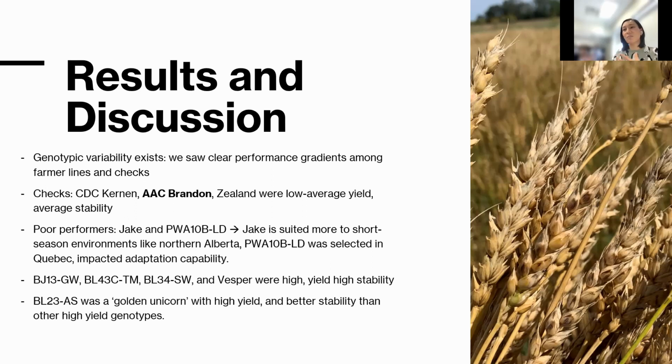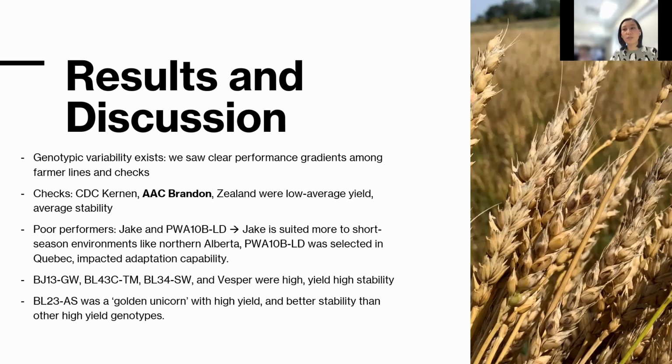However, interestingly, BJ13GW was also selected in the eastern portion of the country, and it was one of the highest yielding varieties. And so, there seems to be different adaptation capabilities between lines. But BL43CTM and BL34SW and Vesper were all high yield and low stability. And then BL23AS was our golden unicorn with high yield and better stability than any other high yielding genotype.